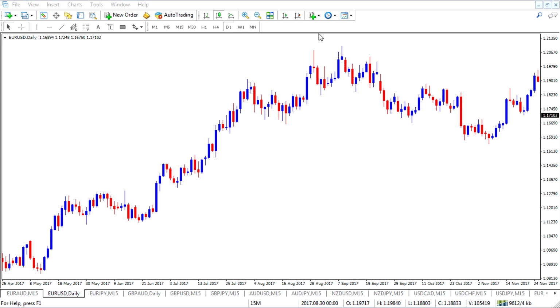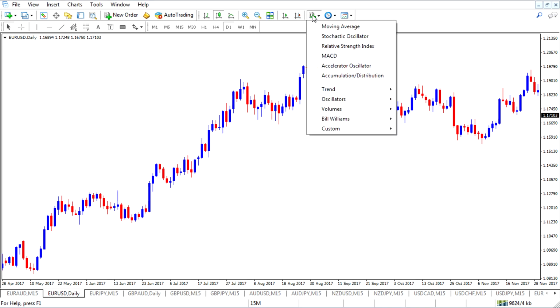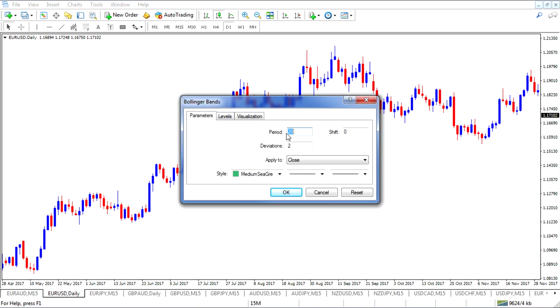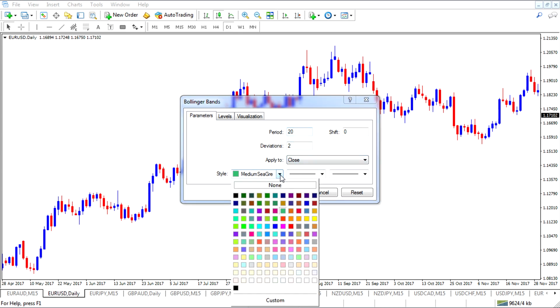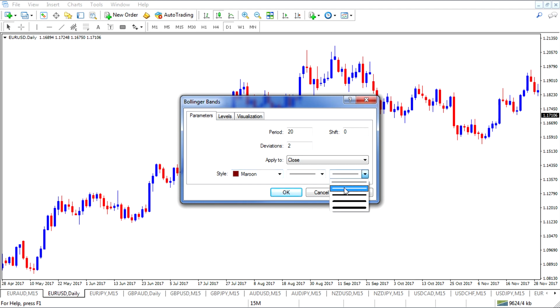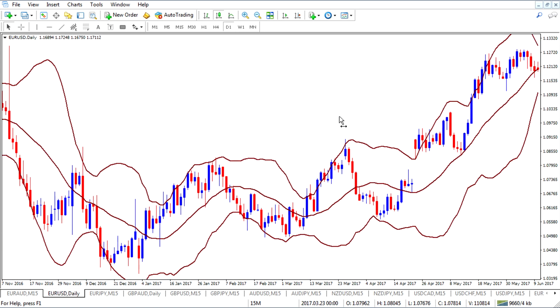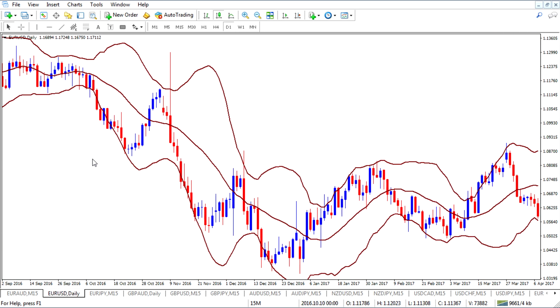First of all, I'm going to add a basic Bollinger Band to my chart. So indicators, trend, and Bollinger Bands. Now, I'm going to use the 20 period and the 2 deviation applied to the close, but I'm going to change the color a little bit. Let's go with something a little different than the candle colors. So let's go maroon, and I want to thicken it up so you can see it on the video. Okay, so now we've got Bollinger Bands on our chart. From here, let's see if we can spot some Bollinger Band divergence.